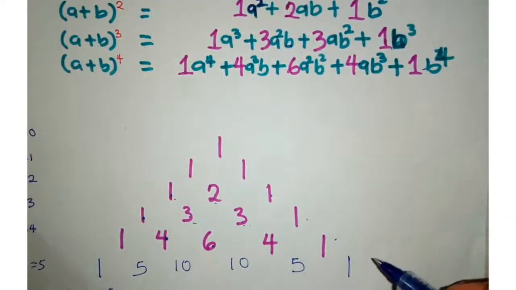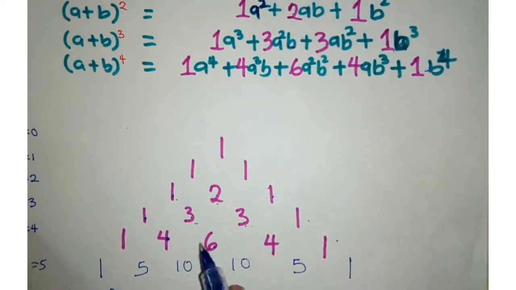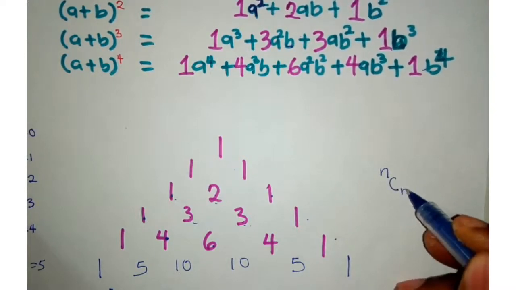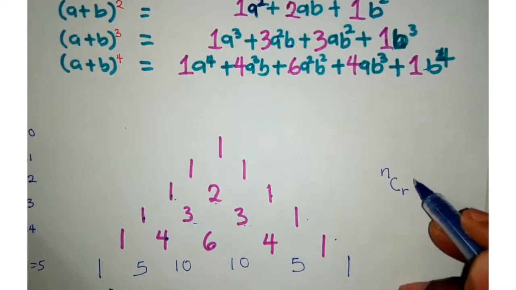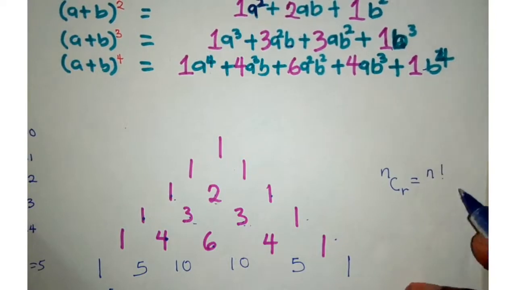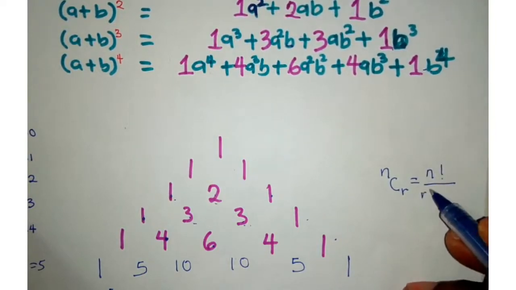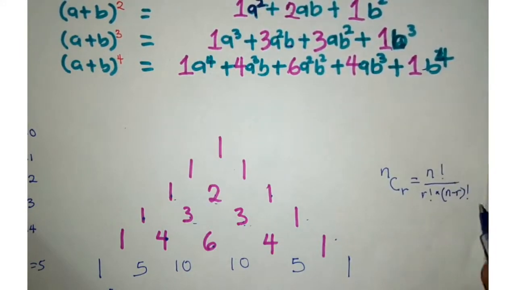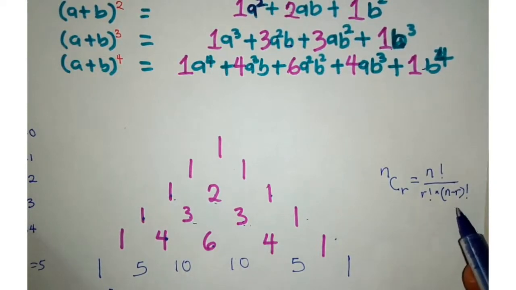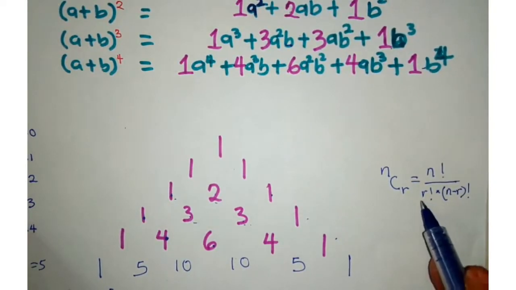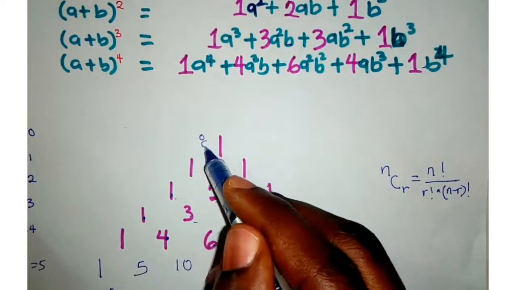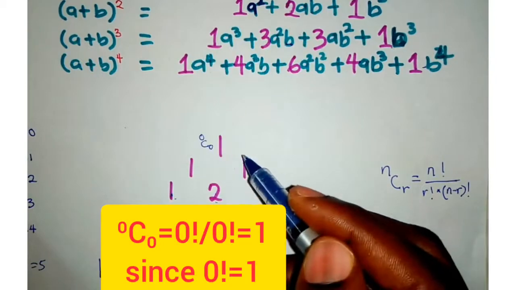Now there's an interesting relationship between these numbers and the combination formula, n combination r, or n choose r, which is defined as n factorial over r factorial times (n minus r) factorial. Now if you are not familiar with this, do not worry, we will see how it is done later on. Now for n equals 0, 0 combination 0 equals 1.